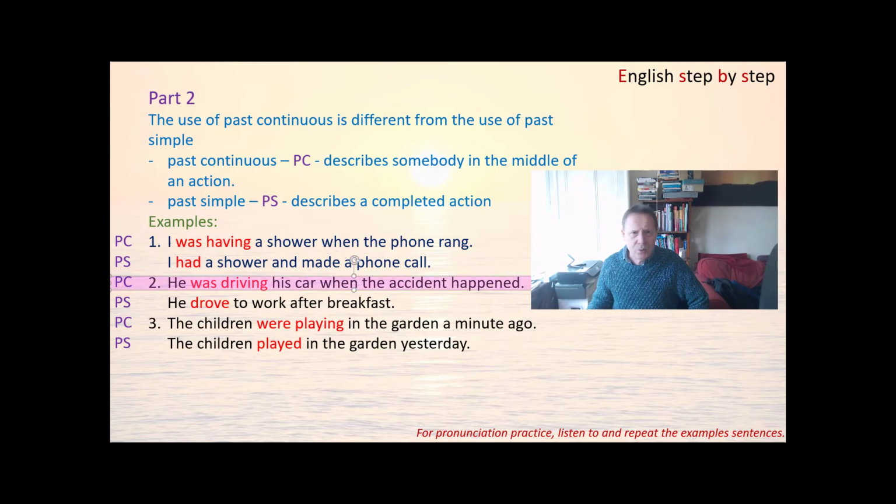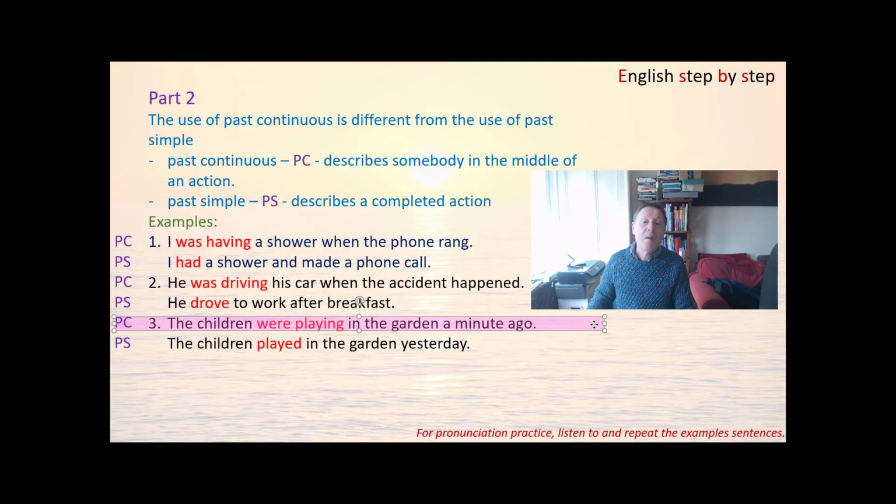Examples in 2. He was driving his car when the accident happened. So was driving, that's something happened in the middle of this action. The next example, he drove to work after breakfast. Well, this is a completed action. He drove to work.